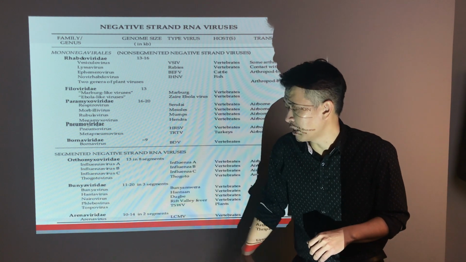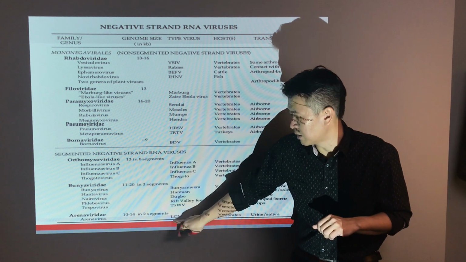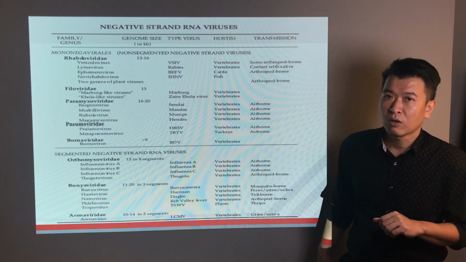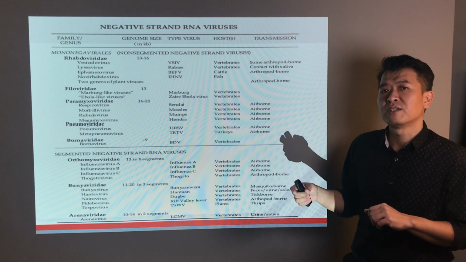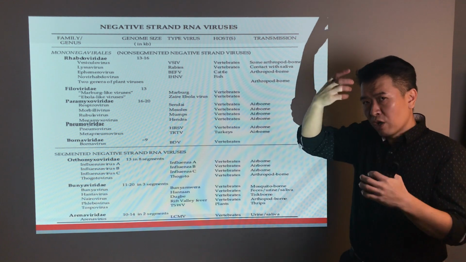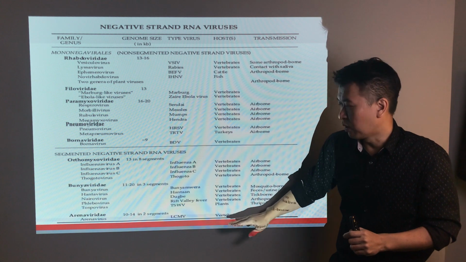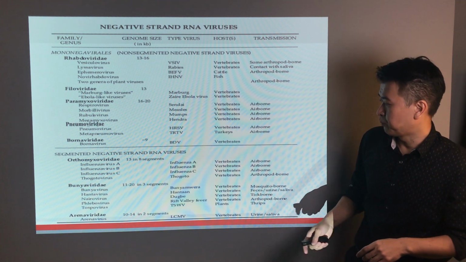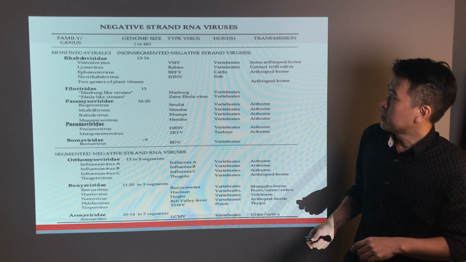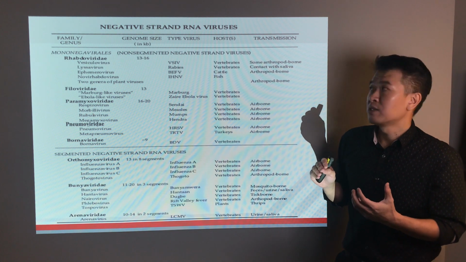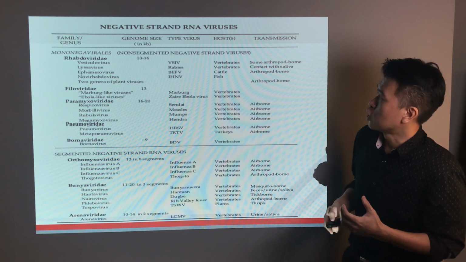Then we have Arenavirus. A very good example of this virus is lymphocytic choriomeningitis virus. This is a virus that attacks the meninges, the membrane that surrounds your spinal cord, and it's a very dangerous virus that can be transmitted by urine or saliva. Alright, so these are some examples of viruses with negative-strand RNA that cause disease in humans.